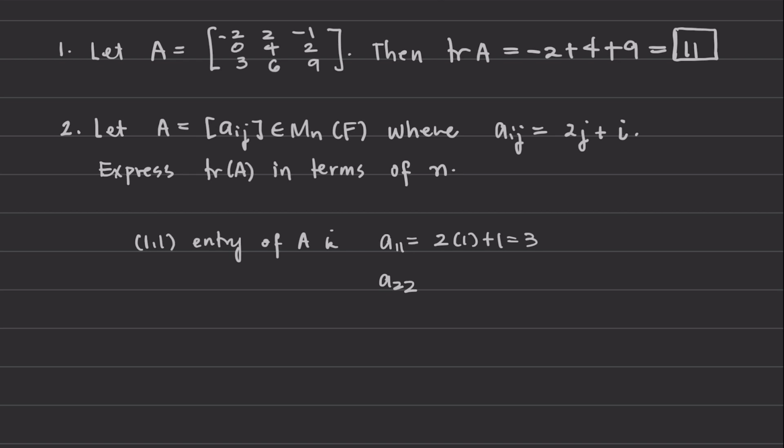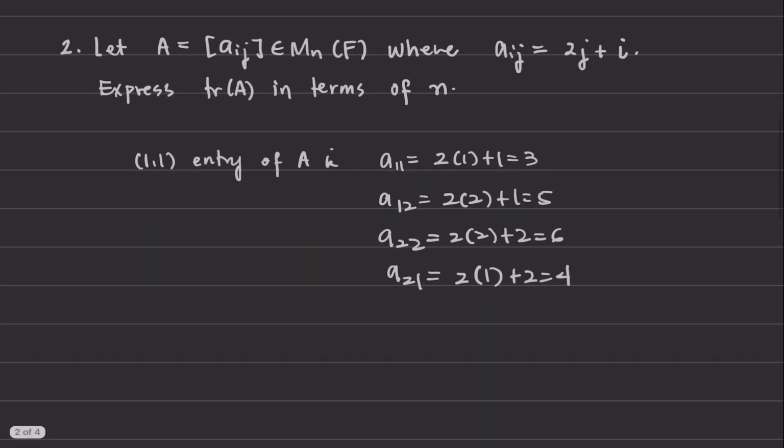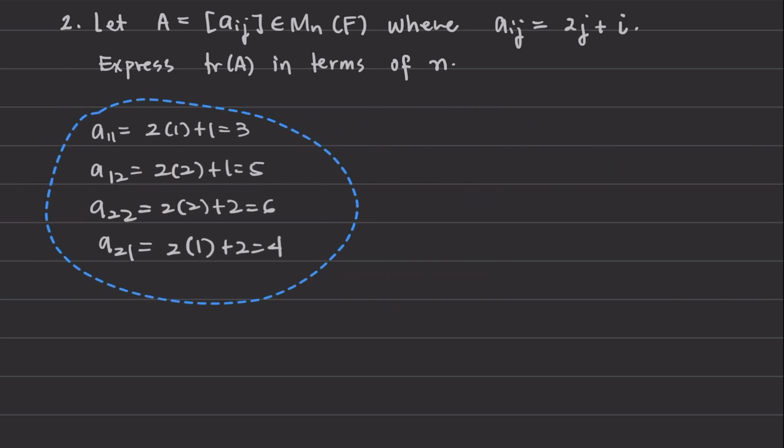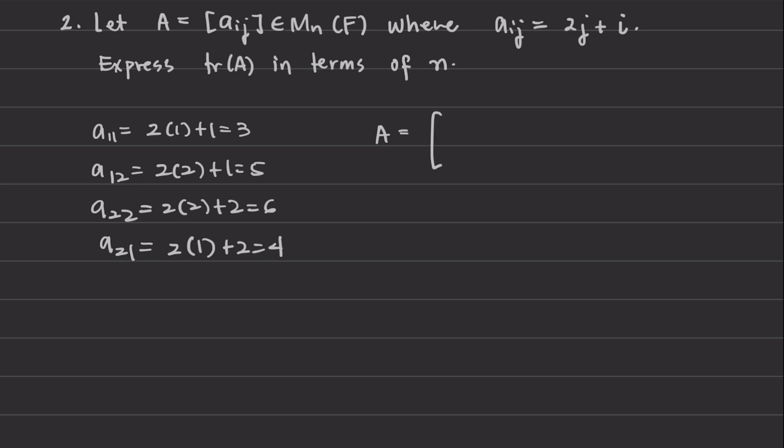Ano ang A12? So, ang I mo is 1, J mo is 2, which is 5. A22 natin ay 2 times 2 plus 1, which is 6. Ang A21 natin ay 2 times ang J natin is 1, ang I mo is 2. Okay, so, ang itsura ng A mo, ang 1,1 mo 3, 1,2 5, 2,2 6, 2,1 4. So, ganyan yung itsura ng A mo.